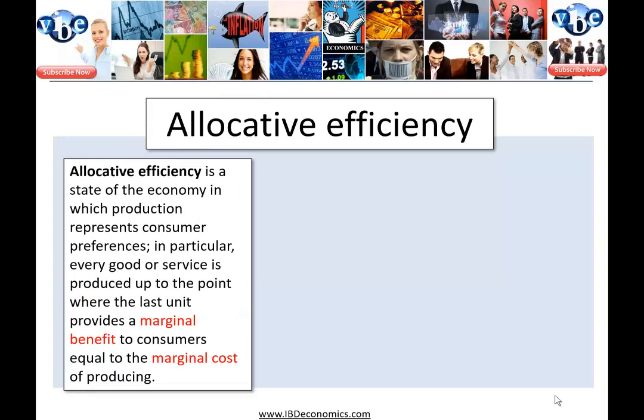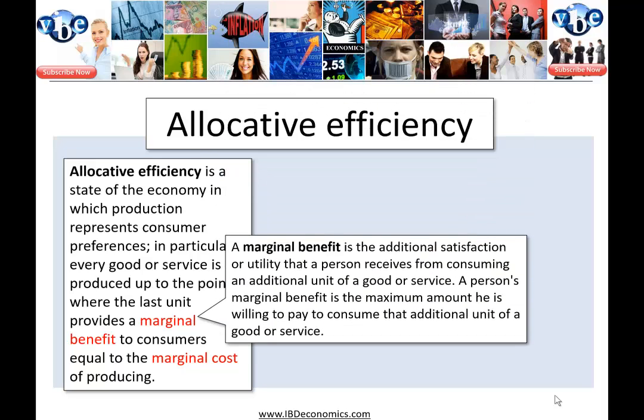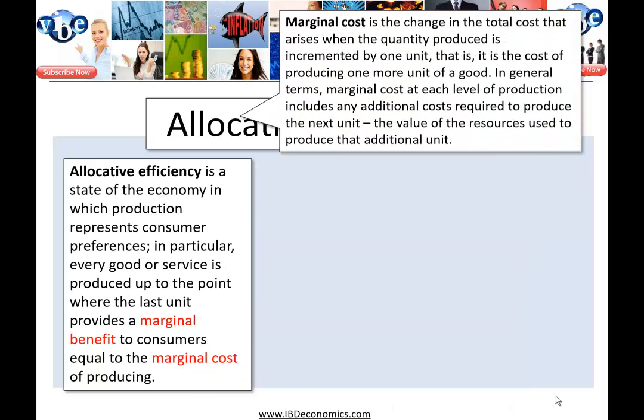Allocative efficiency. Here's our definition: a state of the economy in which production represents consumer preferences. In particular, every good or service is produced up to the point where the last unit provides a marginal benefit to consumers which is equal to marginal cost. So marginal benefit equals marginal cost of producing the good. Okay, marginal benefit is additional satisfaction or utility that a person receives from consuming that additional unit of a good or service. And a person's marginal benefit is the maximum amount he or she is willing to pay to consume that additional amount of a good or a service.